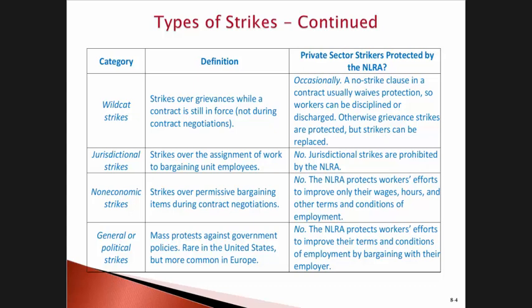And then you can have broader, more general or political strikes. These are mass protests against government policy. These are actually fairly rare in the United States, but they are much more common in Europe. These kinds of strikes are not protected by the National Labor Relations Act. The National Labor Relations Act protects a worker and their efforts in their particular place of employment, but not at the broader policy level.